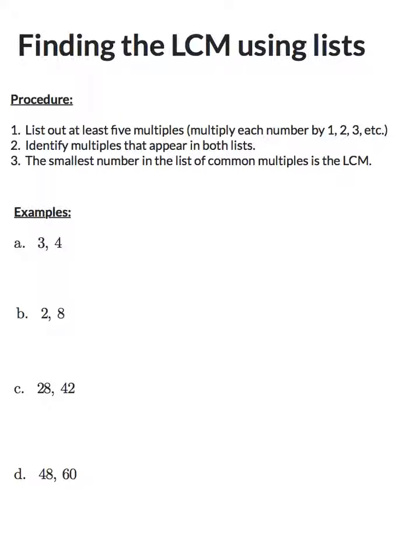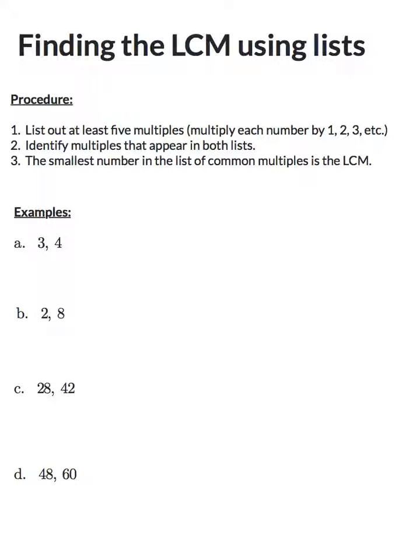So the first thing that we want to do is find the least common multiple using lists. We want to start off by listing out at least 5 multiples. For instance, if we want multiples of 2, I want to multiply 1 times 2, 2 times 2, 3 times 2, 4 times 2, and we would continue in this fashion. Note that these lists do go on forever.